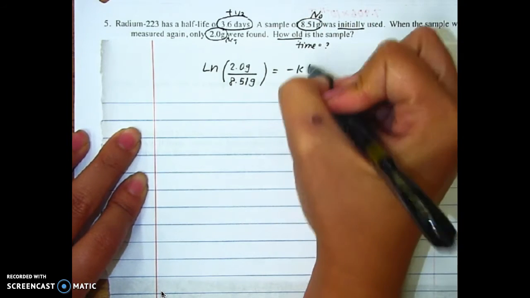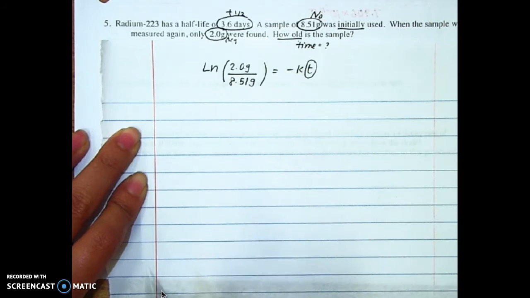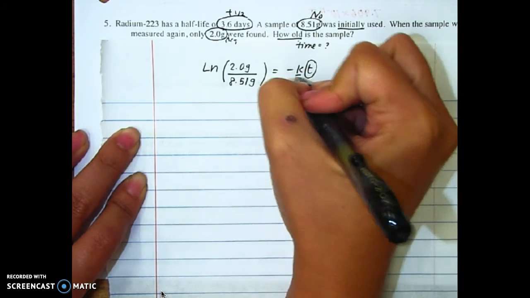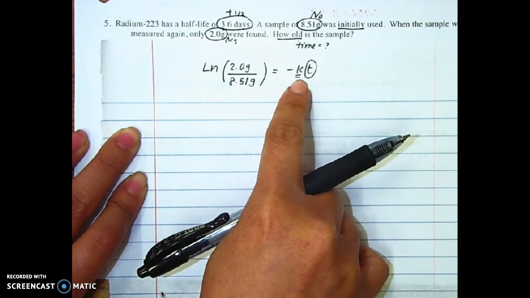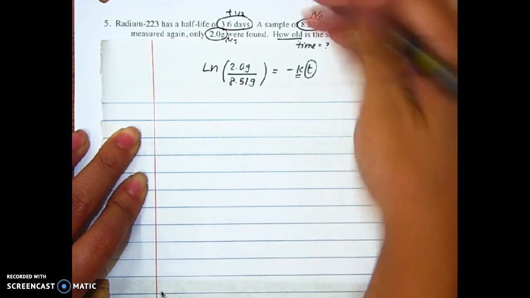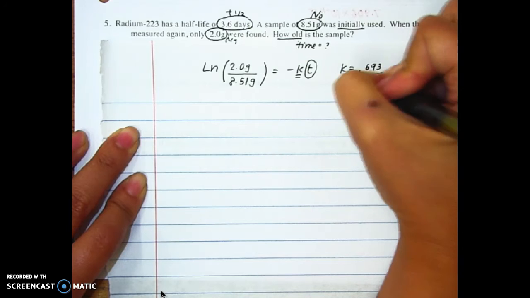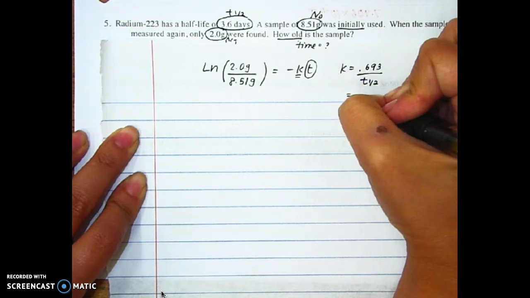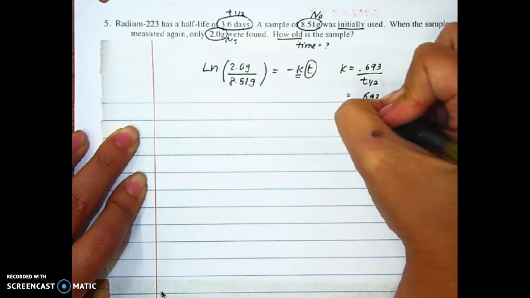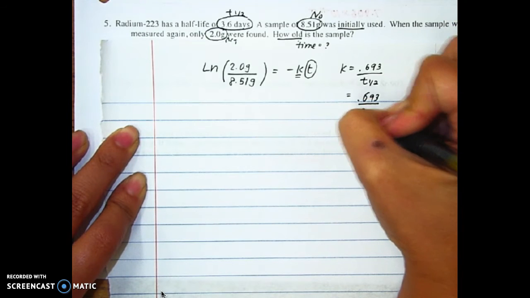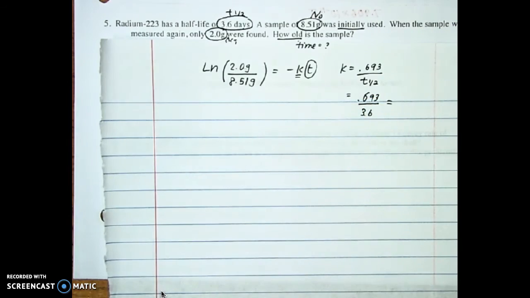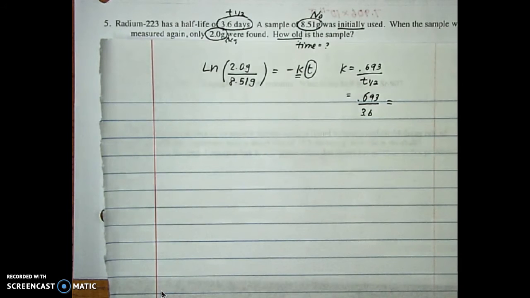Remember, for this problem, we're actually going to be looking for time. So in order to do this problem, we do need to plug in what the k, or the constant, is going to be. The constant is just a really simple equation. It's 0.693 divided by half-life. And it's 0.693, and our half-life here is 3.6 days. So if you punch that in your calculator, you end up with 0.1925.